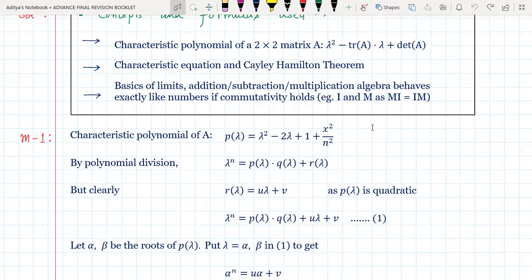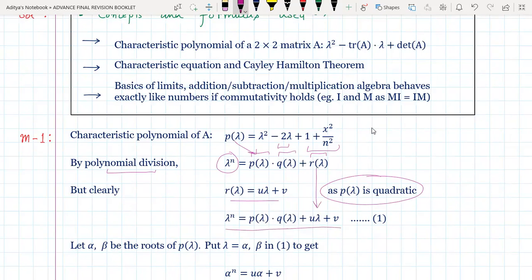Its trace is going to be 2, very easy to observe, and the determinant is going to be 1 plus x squared by n squared. Now we go ahead with polynomial division. We divide lambda to the power n by p of lambda, and assume we get a quotient q of lambda plus a remainder r of lambda. Since p is quadratic, the remainder is going to be a linear function, so we assume it to be u lambda plus v, and substitute it in place of the remainder. This we call equation number 1.